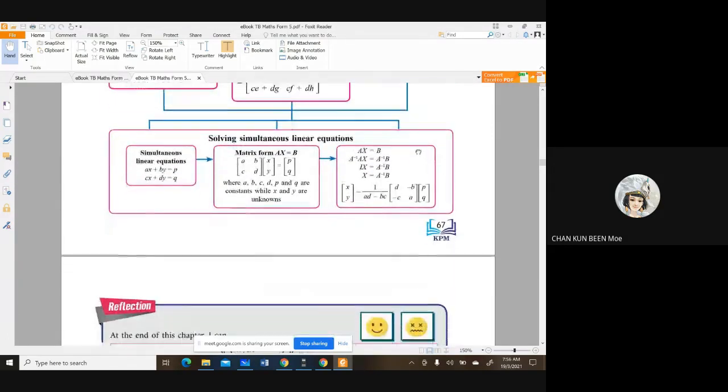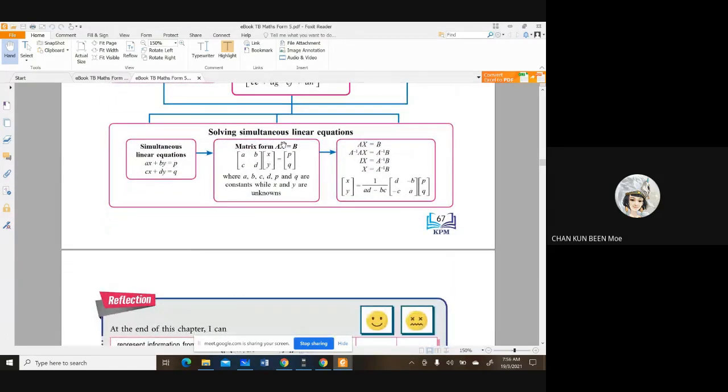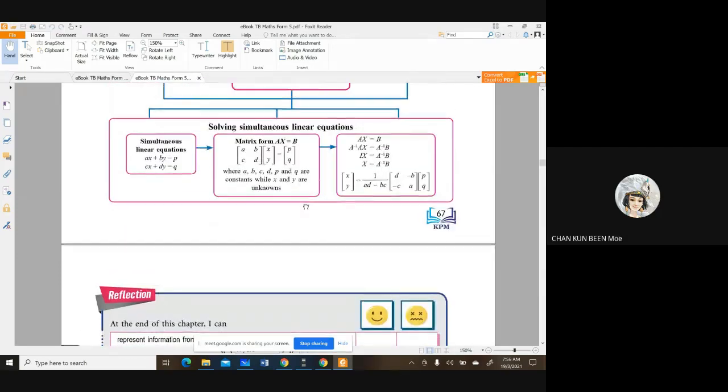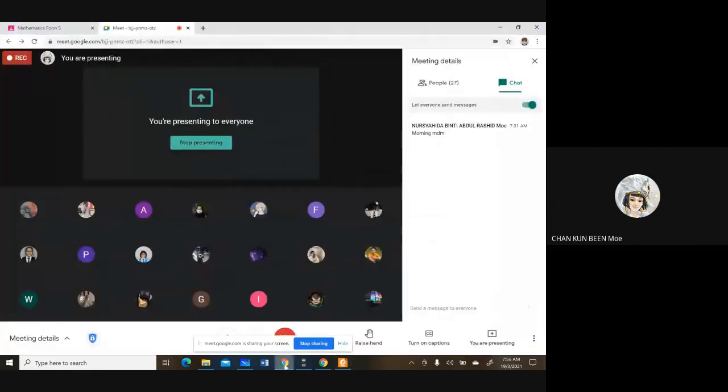So lastly, this week, you learn how to solve simultaneous linear equations. Before that, you learn how to form up simultaneous linear equations and then change it into the form of matrix. And lastly, you solve it and you get the answer for the unknown or the variable. Okay, so that's all for this chapter. Easy, right?